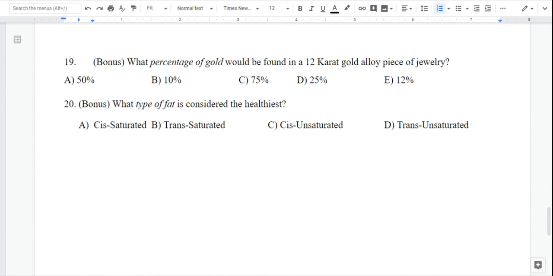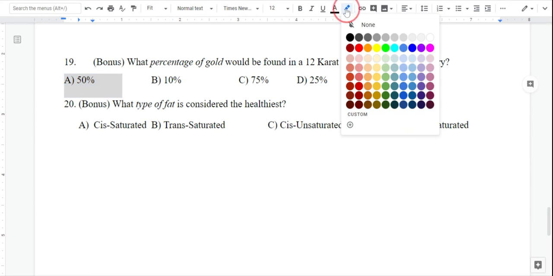So then moving on, what percentage of gold is in a 12 karat gold? So it's on a 24 karat gold system where 24 karat is 100% gold. So if it's 12 karat, that means it is 50% gold.